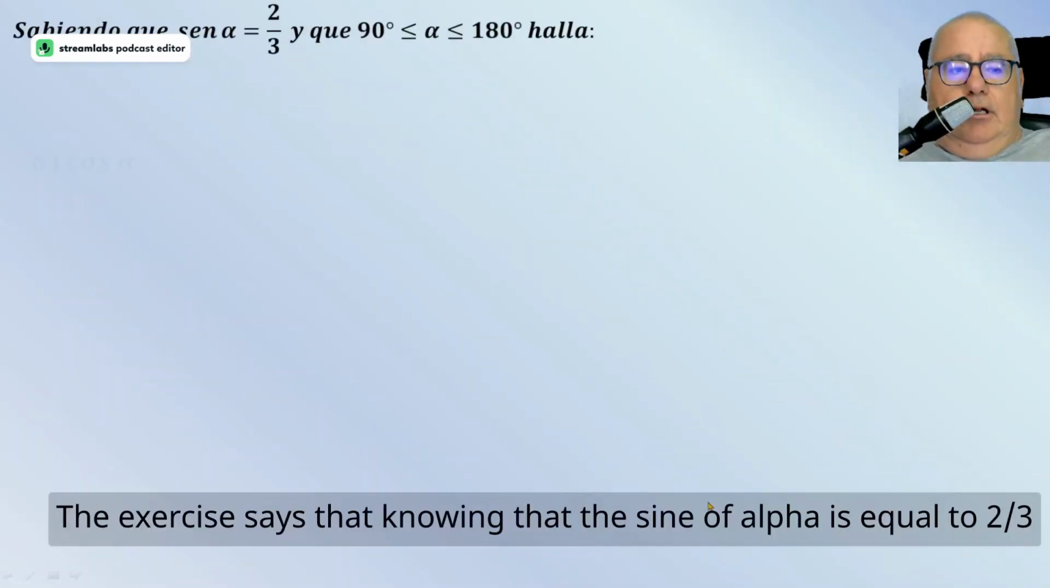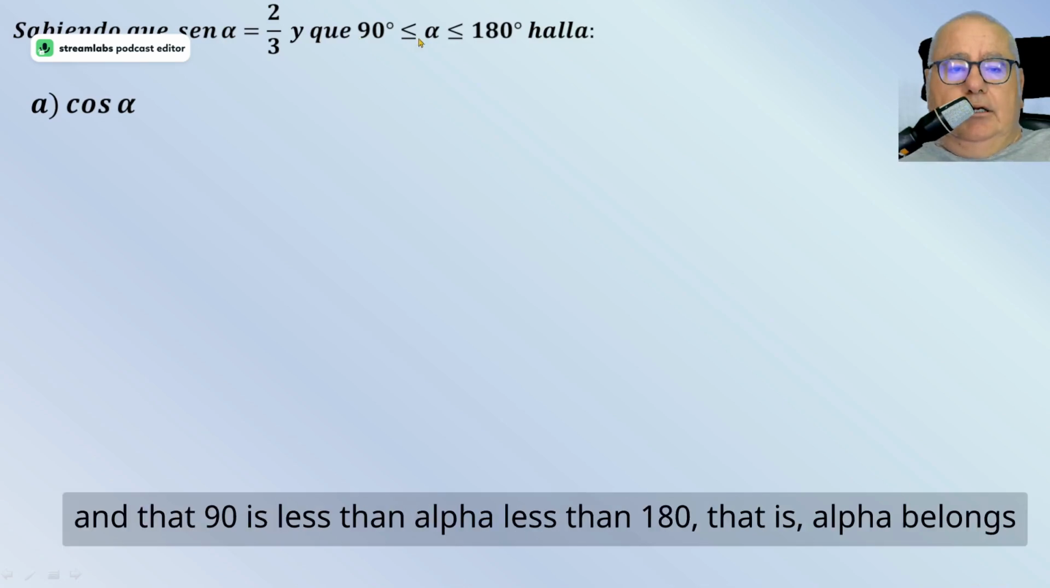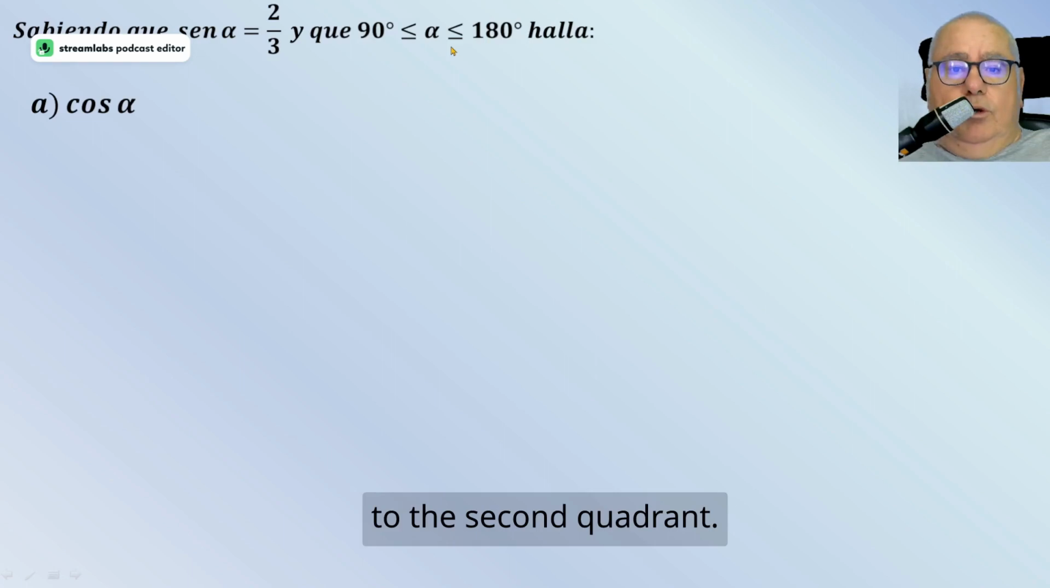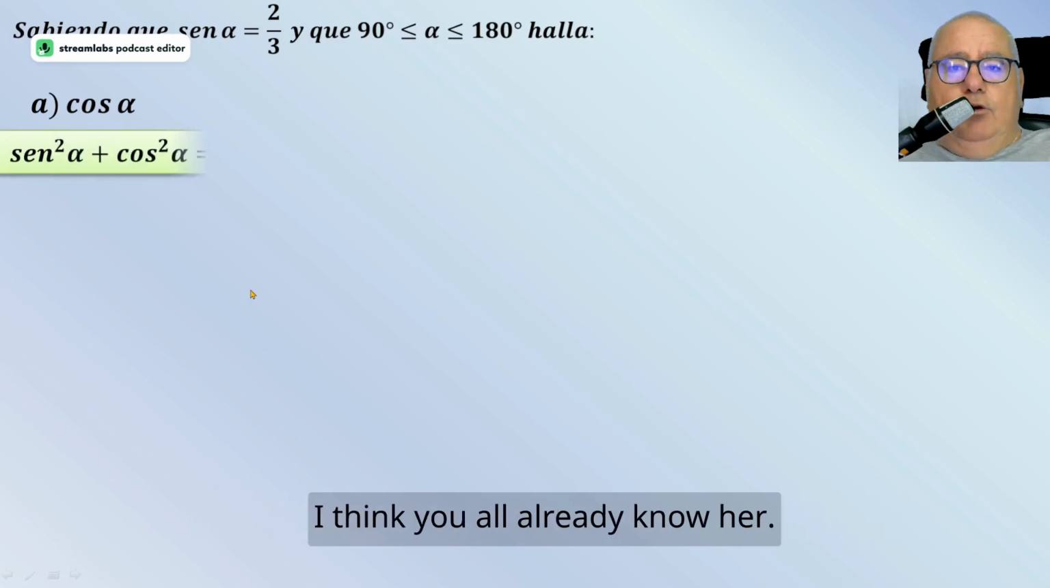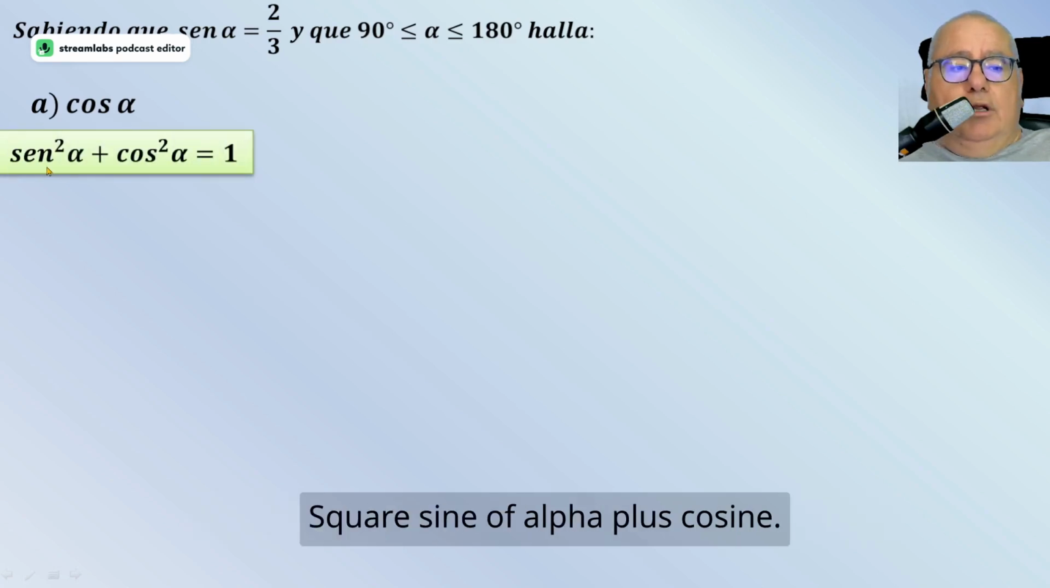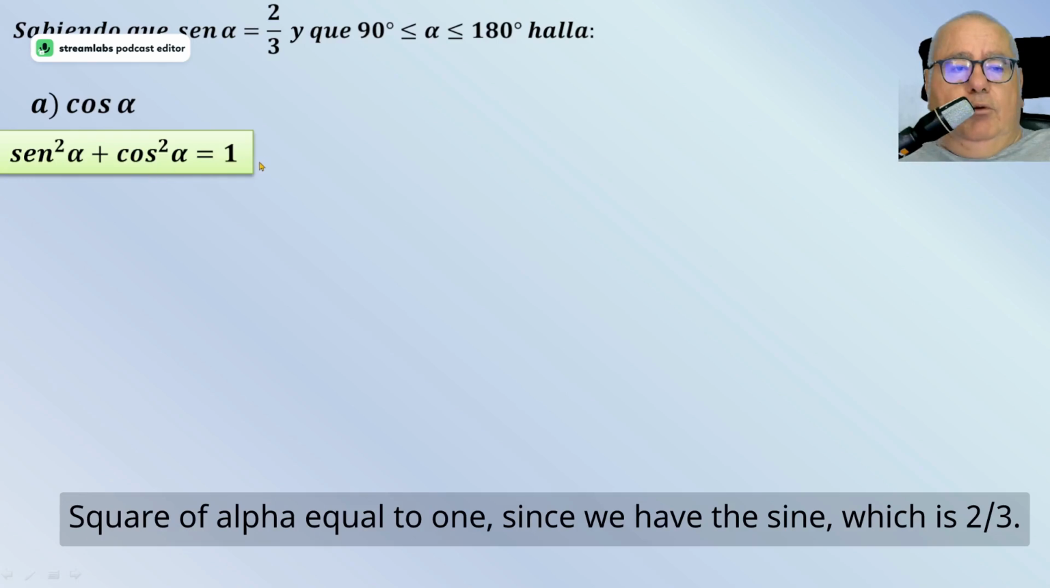Good. The exercise says that knowing that the sine of alpha is equal to 2/3 and that 90 is less than alpha less than 180, that is, alpha belongs to the second quadrant, we find the cosine of alpha. Well, the fundamental formula of trigonometry, I think you all already know it: sine squared of alpha plus cosine squared of alpha equals 1, since we have the sine, which is 2/3.